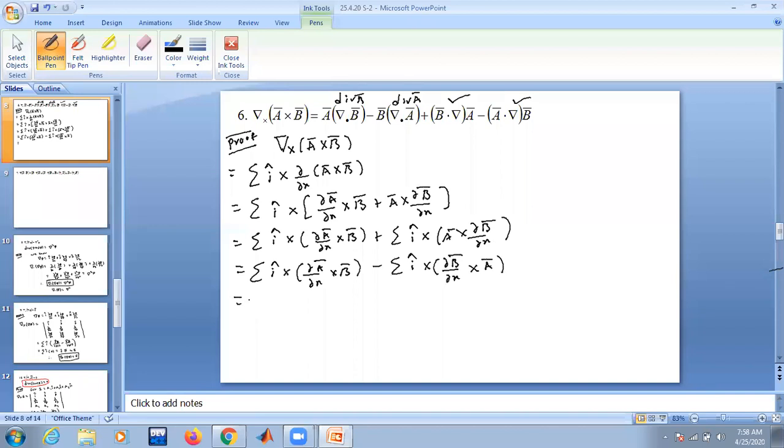Okay. Now recall the formula. What is a vector triple product? A cross B cross C. What is A cross B cross C?